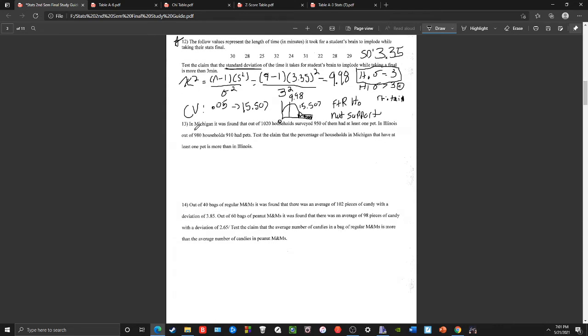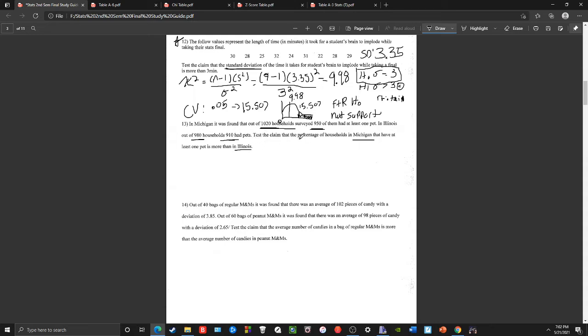All right, number 13. It was found that of 1,020 households in Michigan, 950 of them had at least one pet. In Illinois, of 980, 910 had at least one pet. Test the claim that the proportion of households in Michigan that have at least one pet is more than the households in Illinois. So this is a 2-sample one, right? Because we have a sample from Michigan and a sample from Illinois, and we're comparing them. If we're comparing 2 samples, it is a 2-sample test.